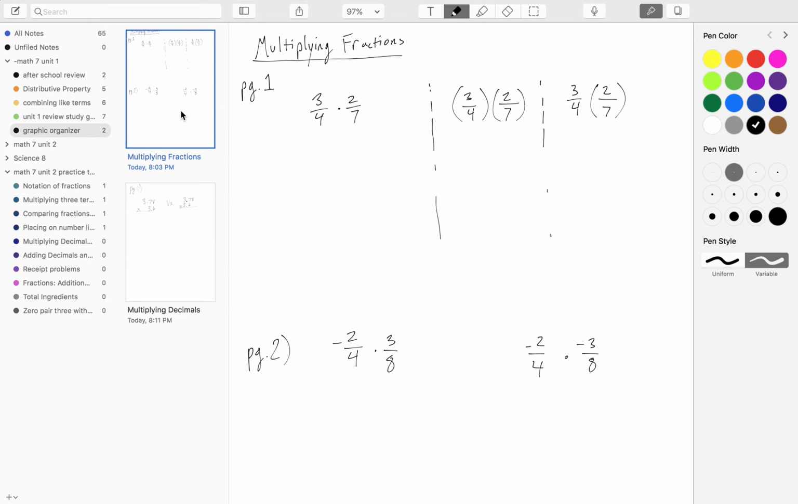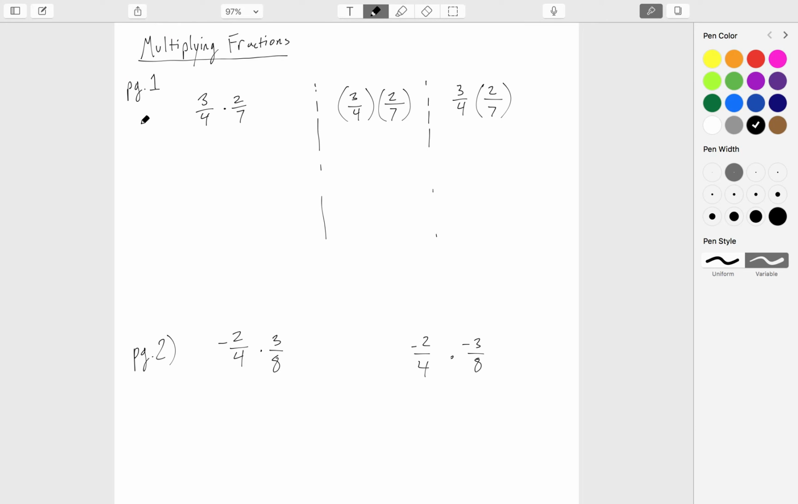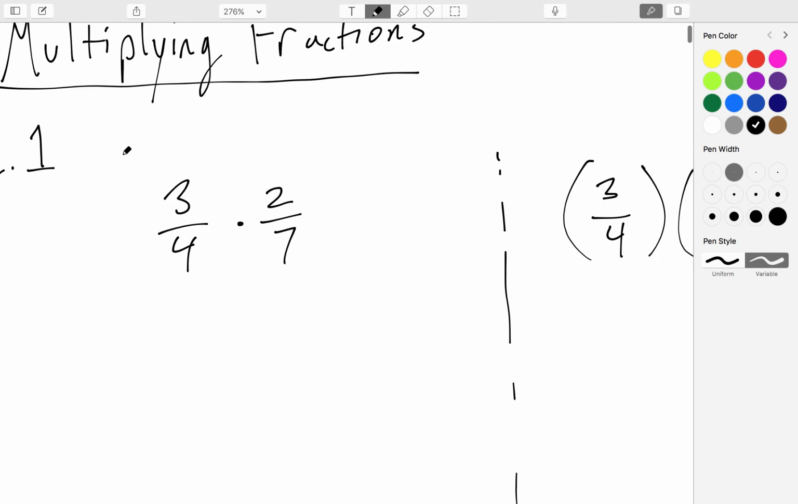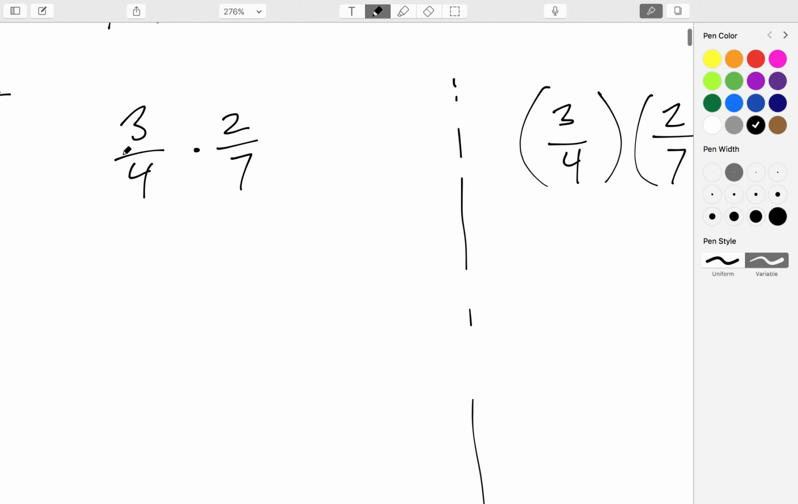Hello, in this video we're going to be going over all the problems that are in the graphic organizer. First we're going to start with the multiplying fractions tab and then move to the multiplying decimals. So let's begin. Looking at the first page on the multiplying fractions tab, we have 3/4 times 2 over 7.